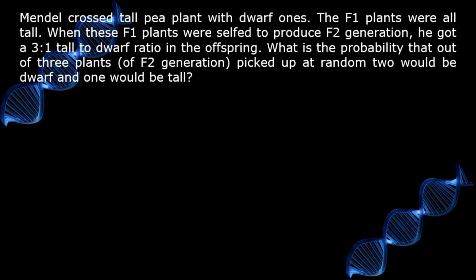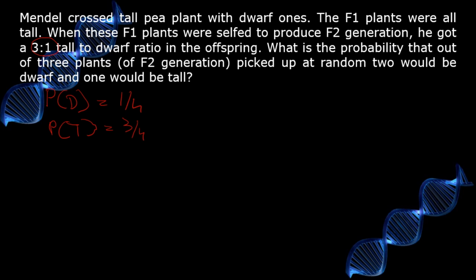So for this condition, first we have to write the probability of getting a dwarf plant, that is 1 by 4. Here from this ratio we could find that there is only 1 dwarf out of 3 tall. So in total there will be 4 plants. So out of 4 plants there will be 1 dwarf. Then the probability of getting a dwarf plant is 1 by 4. Then the probability of getting a tall plant is 3 by 4, because all the 3 were tall. So the probability of getting a tall plant is 3 by 4.